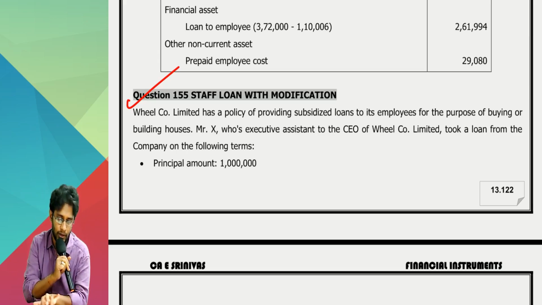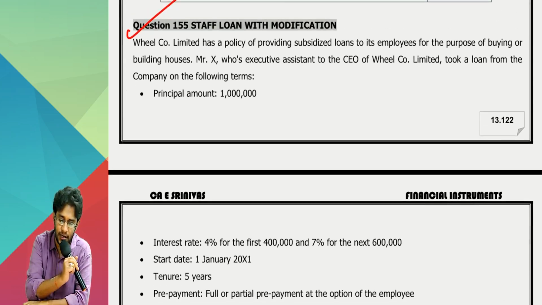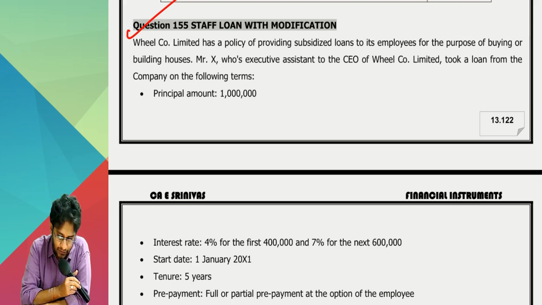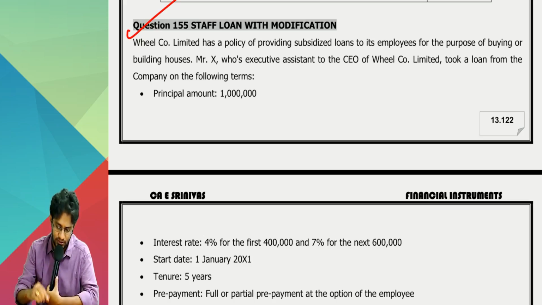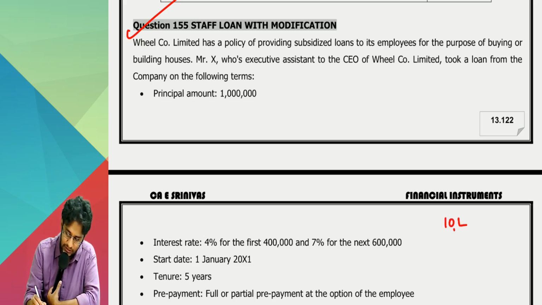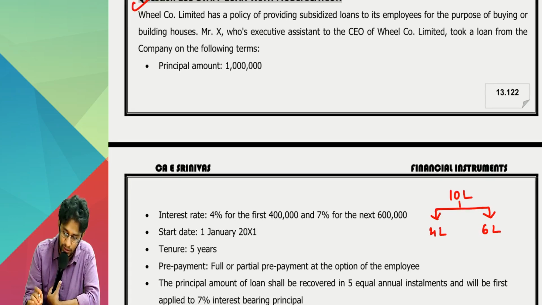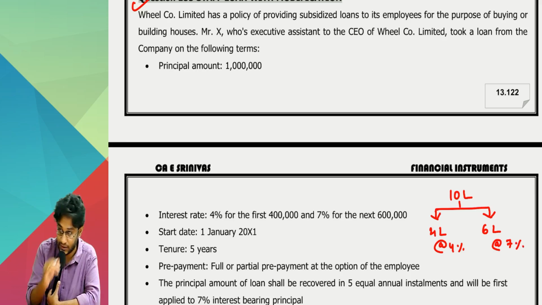Wheel Company Limited has a policy of providing subsidized loans to its employees for the purpose of buying or building houses. Mr. X, who is executive assistant to the CEO of Wheel Company Limited, took a loan from the company on the following terms. Principal amount 10 lakhs, interest rate 4% for the first 4 lakhs and 7% for the next 6 lakhs. See this fellow's sadism. Out of 10 lakh rupees, he is breaking the principal into two principals. One 4 lakh principal, one 6 lakh principal. On the 4 lakh, you have to apply 4% interest, and on this you have to apply 7% interest.